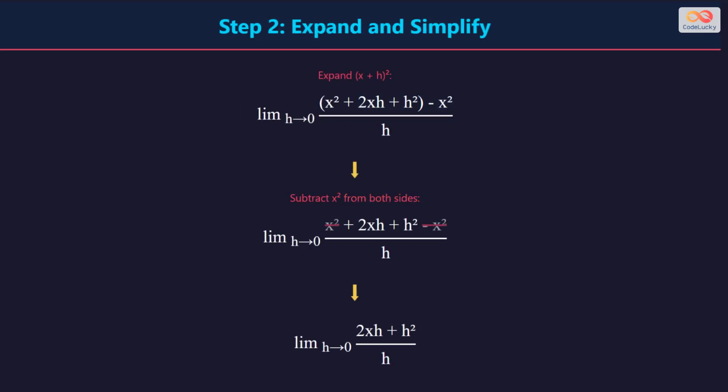Step 2 is to expand and simplify. We expand the (x plus h) squared term to get x squared plus 2xh plus h squared. Notice that the x squared terms cancel each other out. We are left with 2xh plus h squared in the numerator.